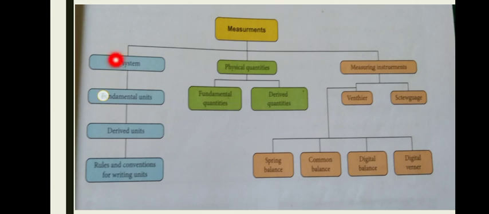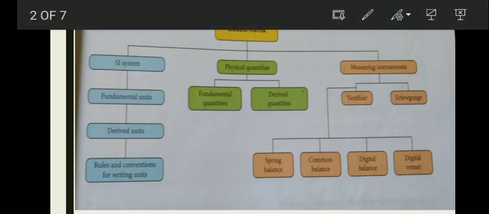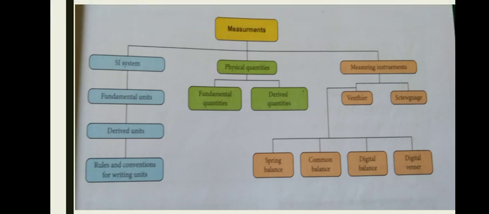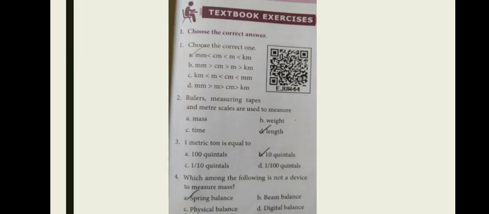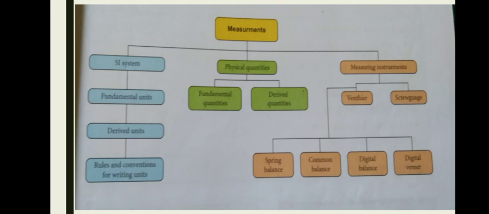Fundamental quantities are mentioned as fundamental units. Derived quantities are mentioned as derived units. And there are some rules and conventions for writing units that we saw. And then measuring instruments: vernier caliper and screw gauge, with which we are able to measure very small objects. And then spring balance, common balance, digital vernier.